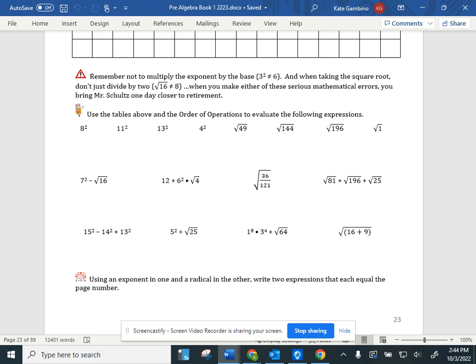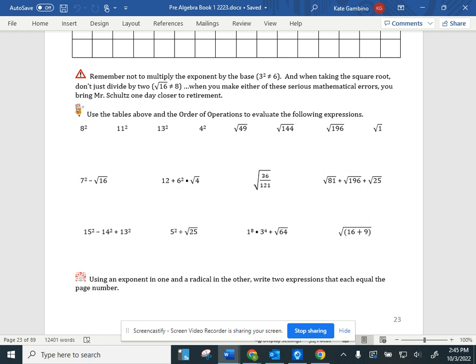So here's what you're going to do. In this first row, you're just going to be squaring your numbers. That is in the tables. So if you filled in your tables, that should go pretty quick. And in the second part, you're finding the square root. Again, that's in our table.